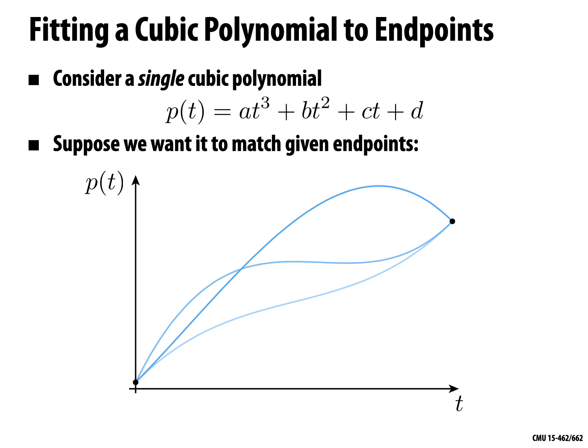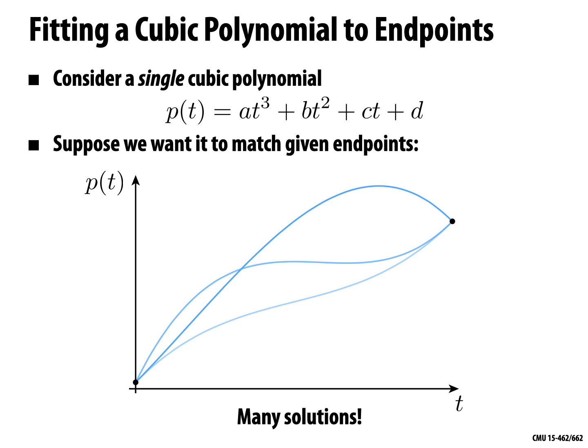One thing that's important to realize, maybe the first thing we should realize, is that actually there's not a unique solution here. There are lots of different possible coefficients a, b, c, d that will give me a polynomial p of t that hits these two endpoints. And I've drawn a few of them here.